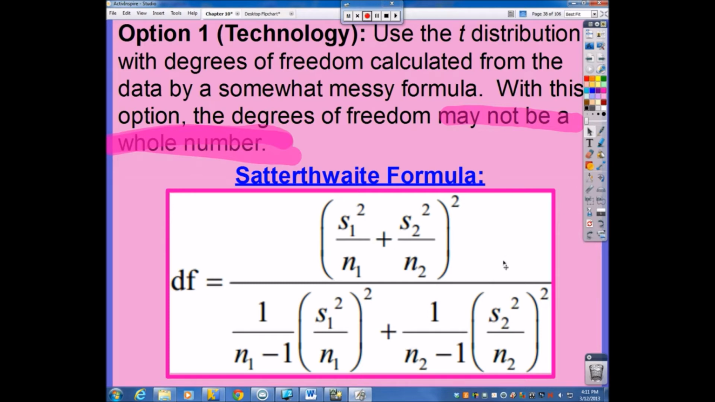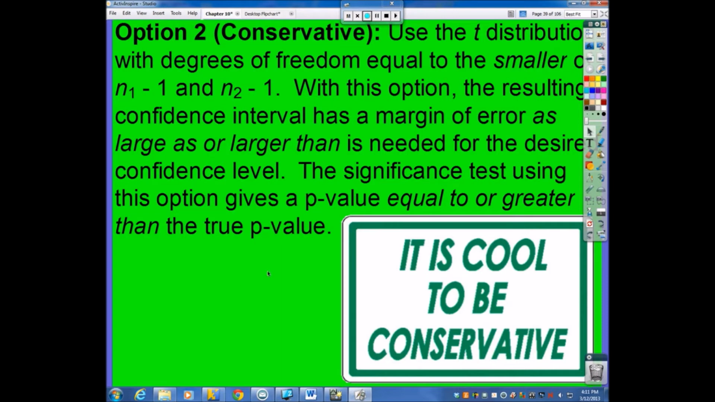Now, if you don't really want to do this, which I absolutely would not blame you, could you imagine doing a proof for this? That'd be ridiculous. Here's our second option, which is going to be the much more sane option to use here because it's a lot easier. For degrees of freedom, we're going to pick the smaller of either the first sample size minus 1 or the second sample size minus 1, whichever one is smaller in value. Now, if it's a tie, just take that number. But if one of them is smaller than the other, then use that as your degrees of freedom.